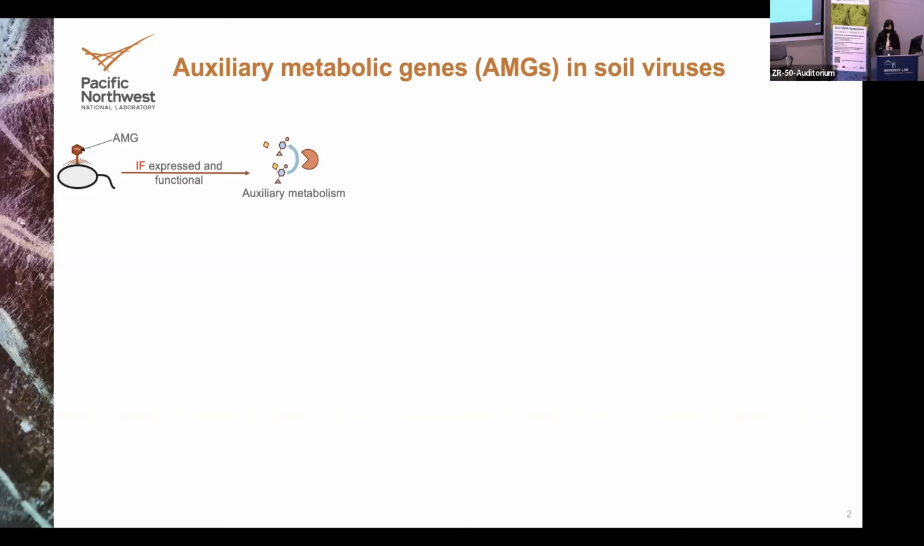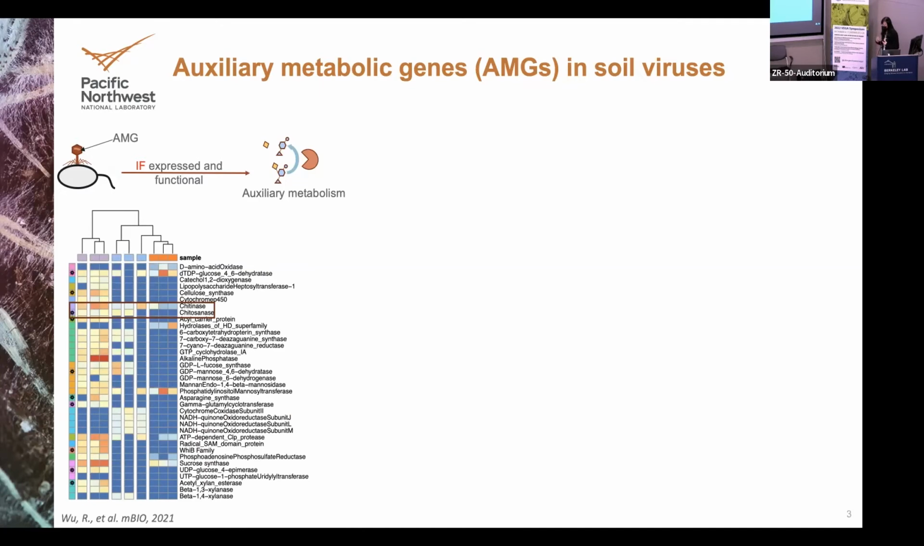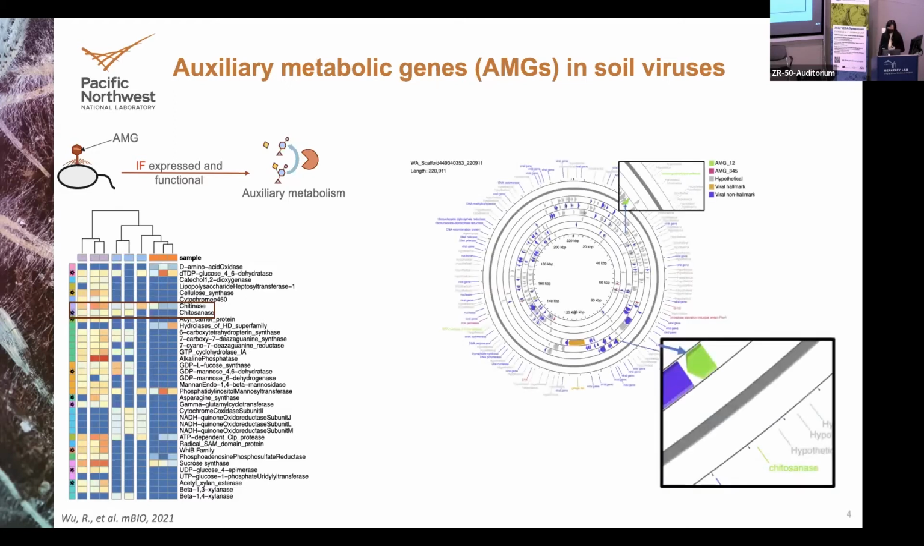For example, in our previous grassland soil viral studies, we found a broad variety of AMGs involved in carbon cycling pathways. And among those, we have detected some key enzymes involved in the chitin decomposition pathway, the chitinase and chitosanase. And one chitosanase was even detected on a high quality complete viral genome.